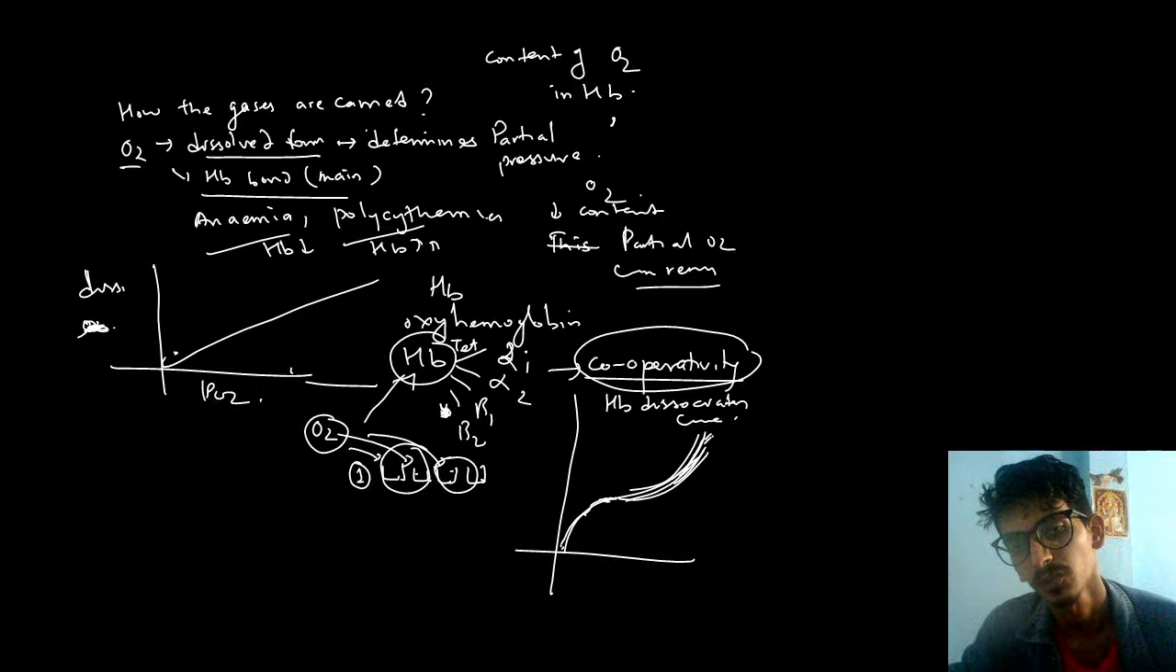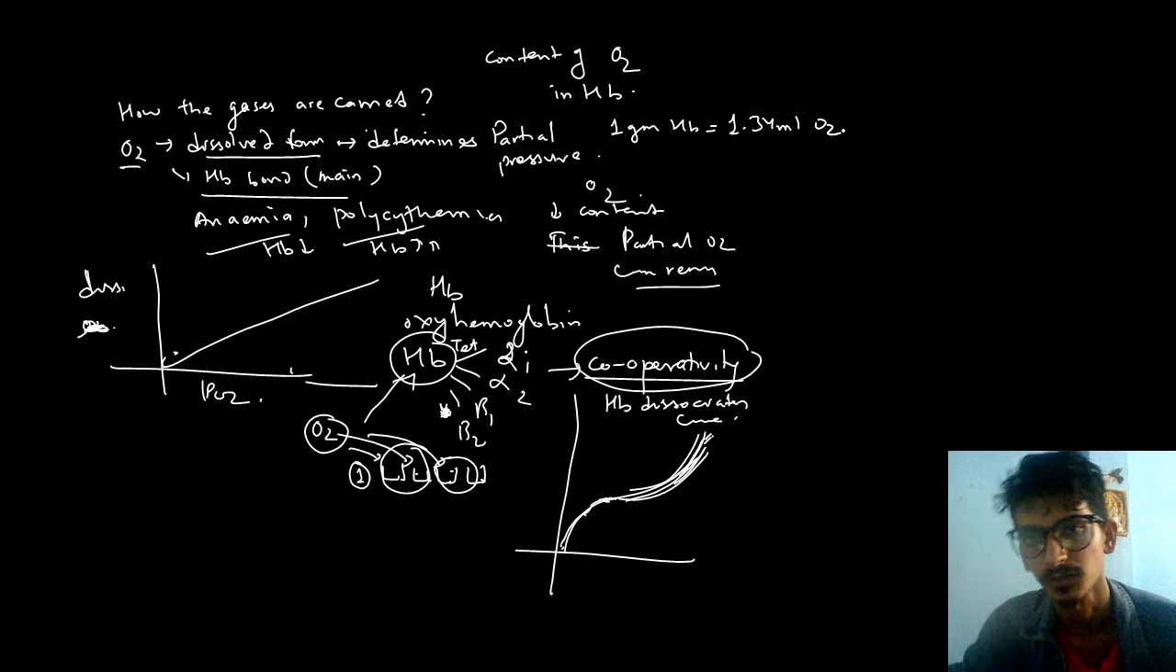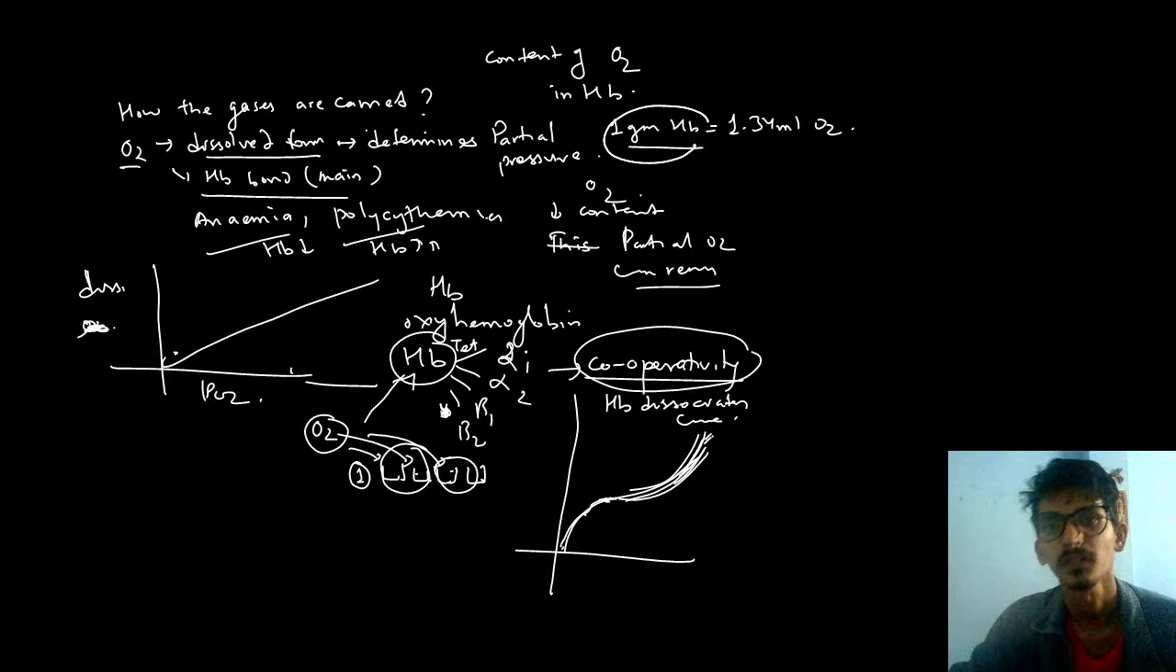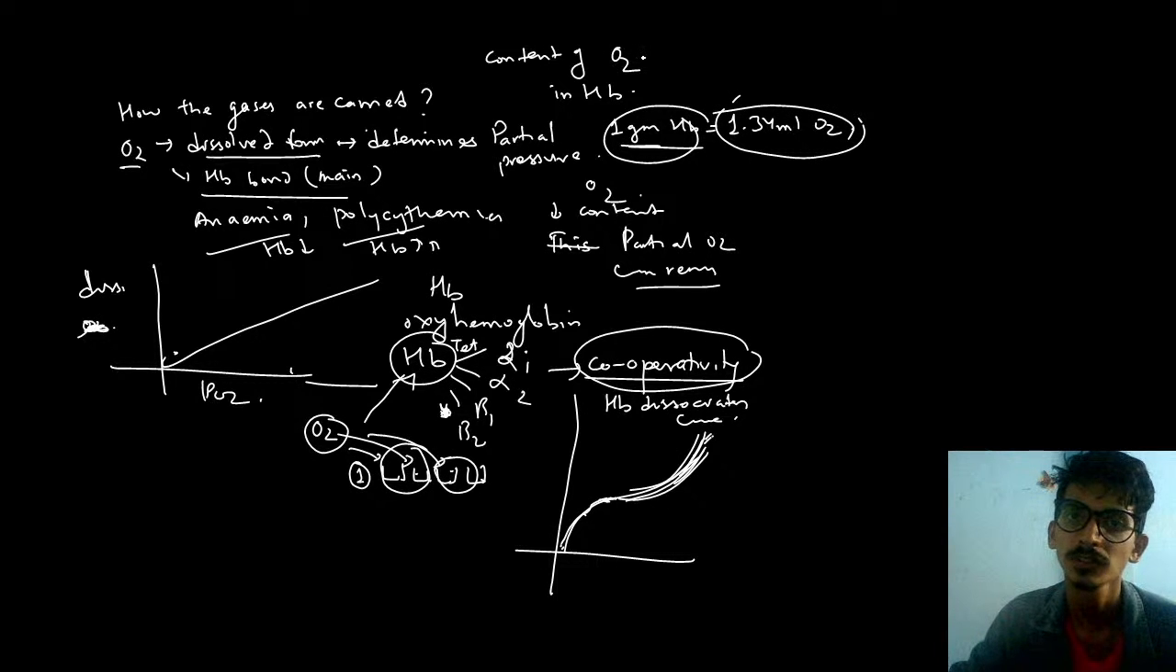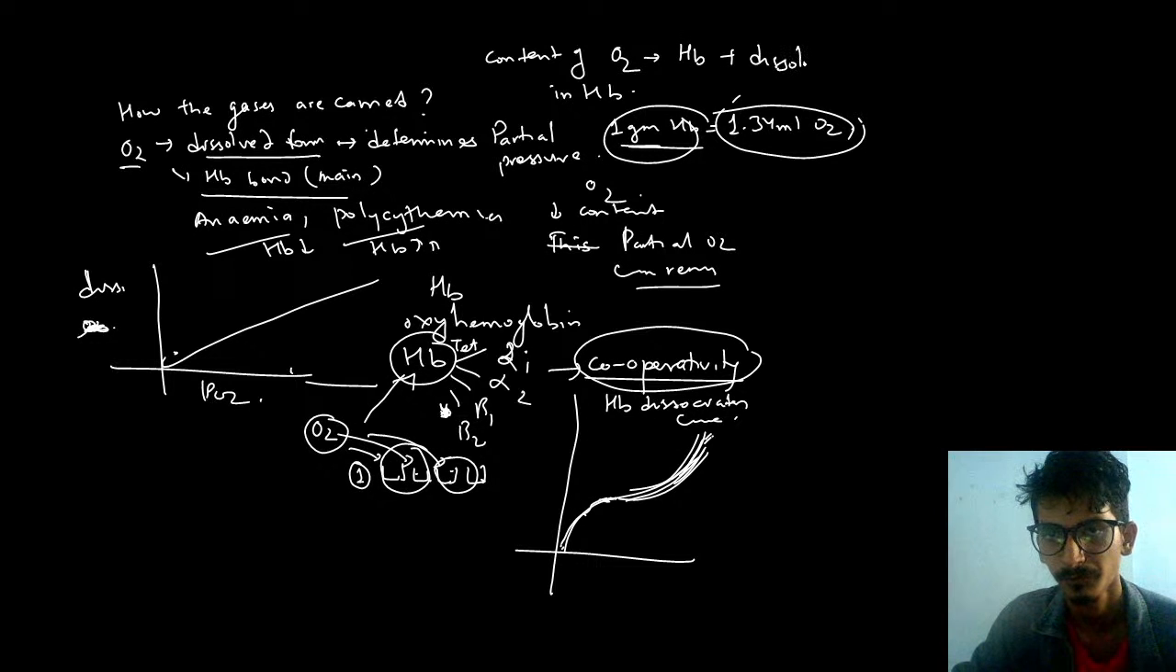Then I know that 1 gram of hemoglobin carries 1.34 ml of oxygen. So the amount of hemoglobin in grams determines the oxygen content of the blood too. So content of oxygen is basically determined by two things: the one bound to the hemoglobin, and second, dissolved in the plasma.